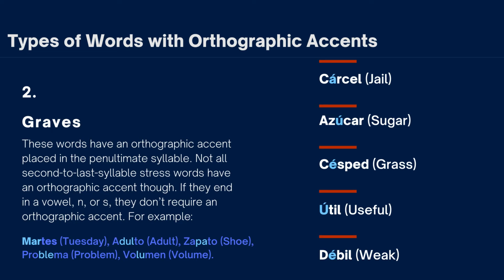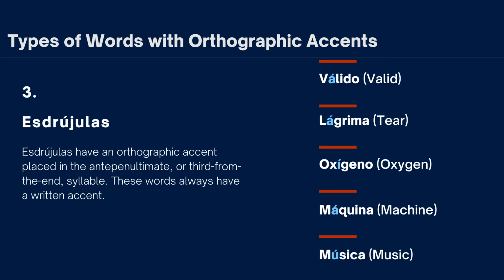The first example we have is cárcel, jail. The second example we have is azúcar, sugar. The third example is césped, grass. The fourth example is útil, useful. And the last example we have is débil, weak. All right, so these were some examples of words that are graves, that have an orthographic accent placed in the penultimate syllable.